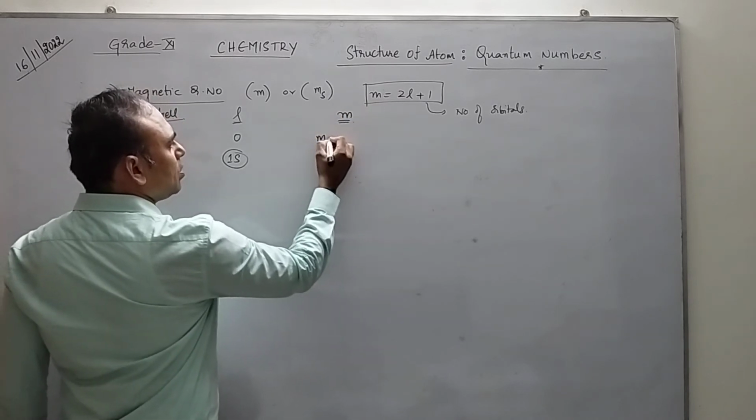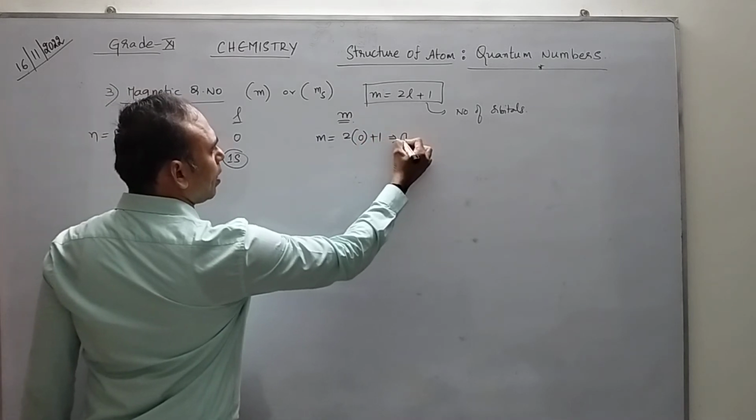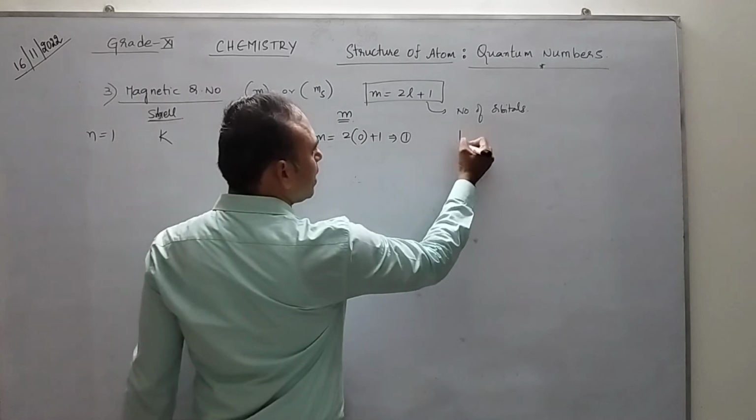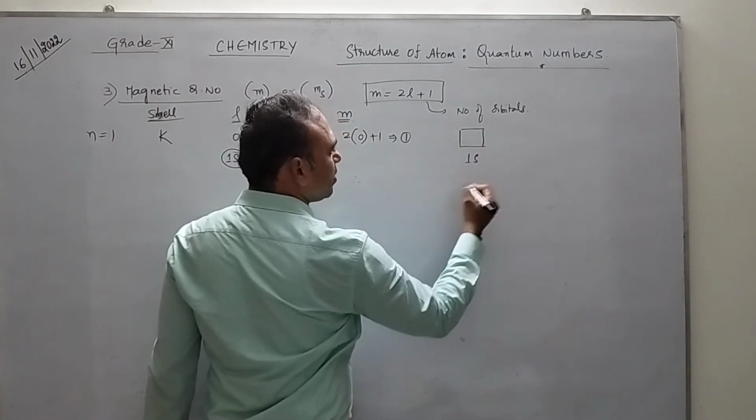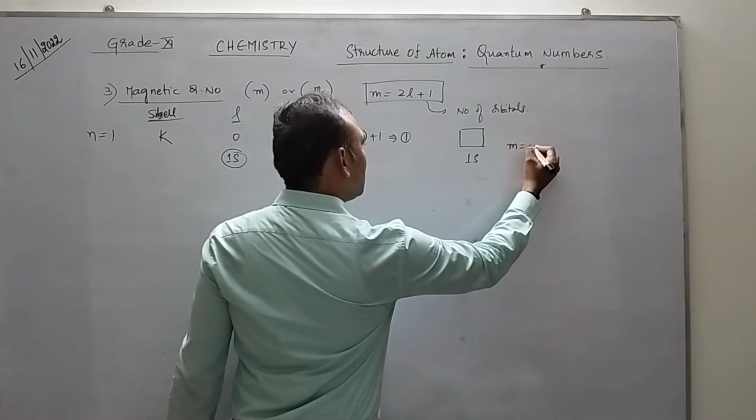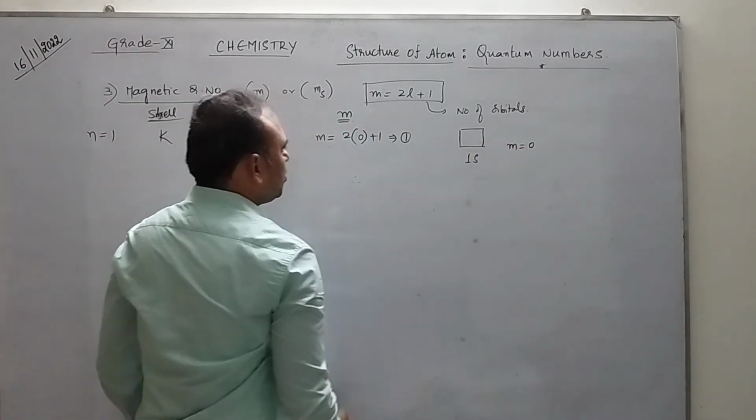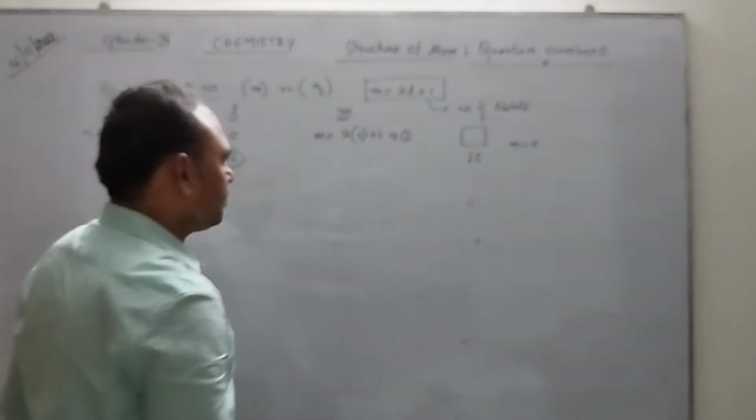So m is equal to 2 into 0 plus 1, that is 1. So you have only one orbital that can be written like this in a box diagram. You show it as 1s, and what is the value of m here? m can be 0. So you can say m is equal to 0, then it is 1s.